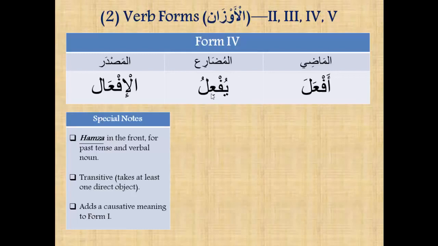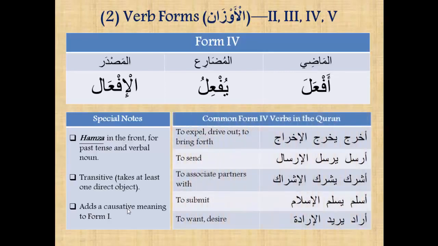Now, form 4 is somewhat similar to form 2 in that both are transitive. So form 2 and 4 generally take at least one direct object. And form 4 also has this causative meaning effect. It adds a causative meaning to form 1. So let's look at some examples of form 4. These are common form 4 verbs in the Qur'an.